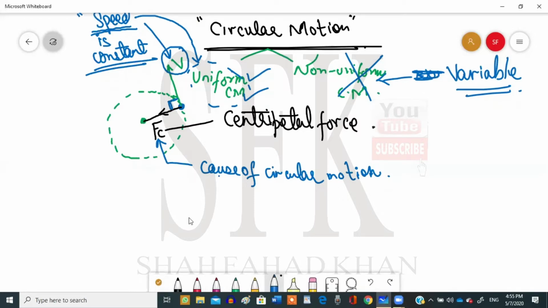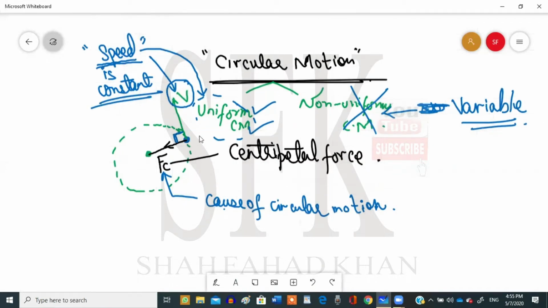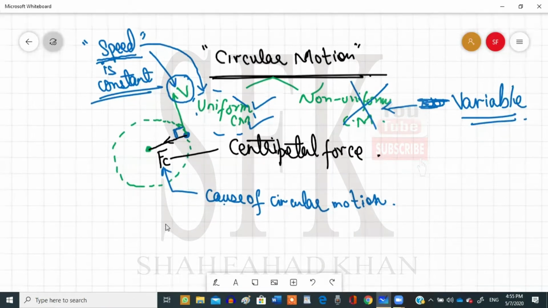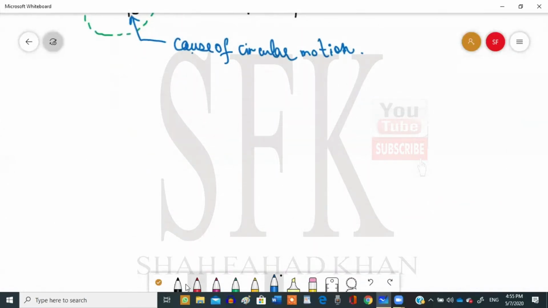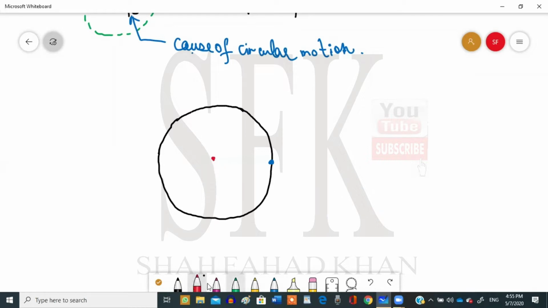Okay, so this was an overview of what a uniform circular motion really is. Now, a few terms that we need to identify before we move ahead. For example, there is an object that moves over this circular path, and this is the particle, and there is a central point over here. This is the center, and the direction of the centripetal force is directly towards the center of the circle.